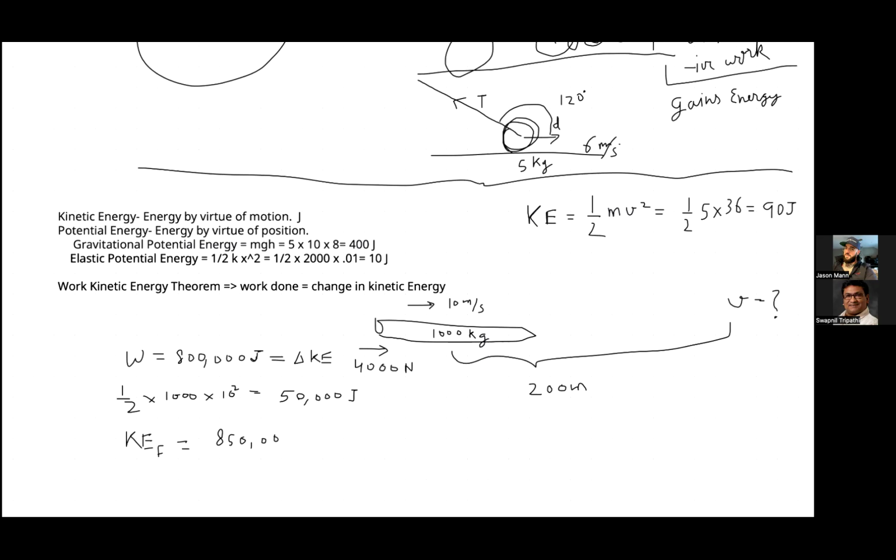And we will equate it to this formula, half mv squared. Half times the mass, which is 1,000, times the new velocity squared. We don't know what the new velocity is. We want to find that out. So we'll find it out this way.